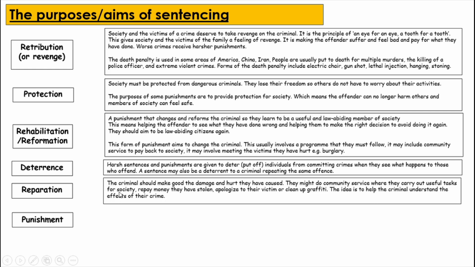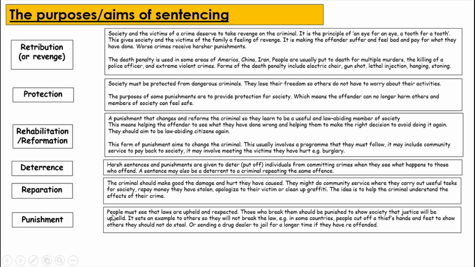So this could be in response to if someone has vandalised or graffitied an area and they are required to clean this area up, be involved in a community service in this area to repair the damage they've done. Finally, the last purpose or aim of sentencing is punishment.